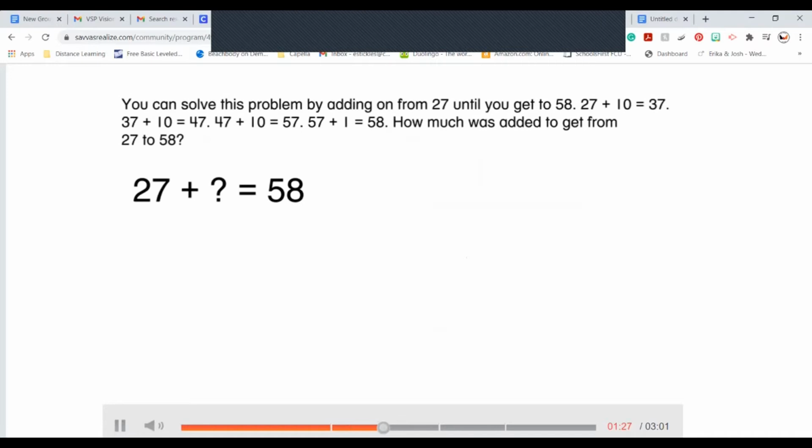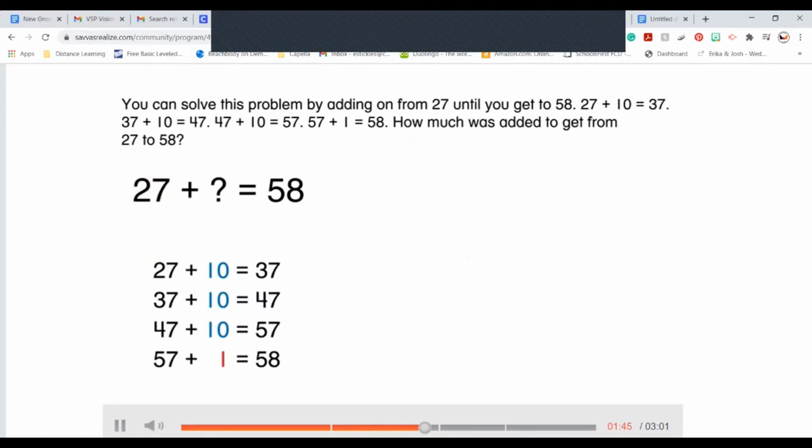You can solve this problem by adding on from 27 until you get to 58. 27 plus 10 equals 37. 37 plus 10 equals 47. 47 plus 10 equals 57. 57 plus 1 equals 58.